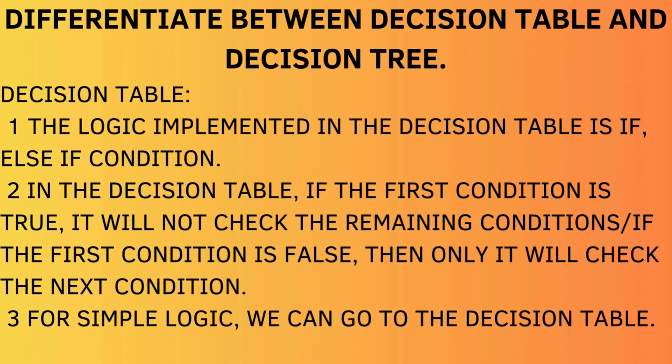Differentiate between decision table and decision tree. Decision table. 1. The logic implemented in the decision table is if, else if condition. 2. In the decision table, if the first condition is true, it will not check the remaining conditions; if the first condition is false, then only it will check the next condition. 3. For simple logic, we can go to the decision table.